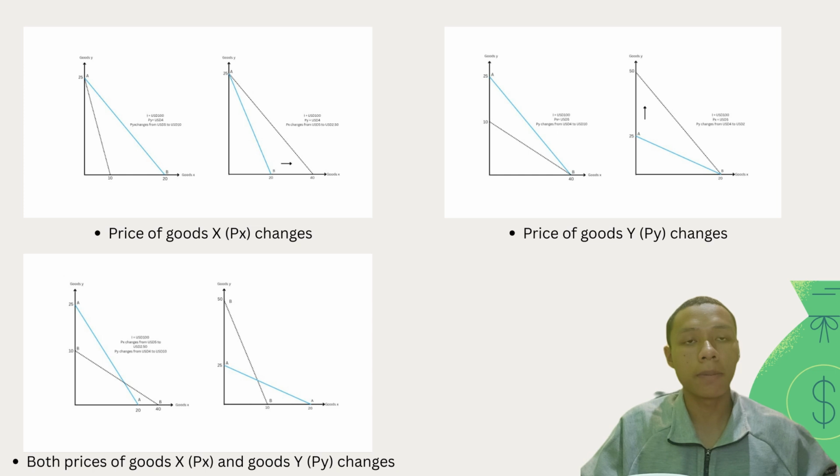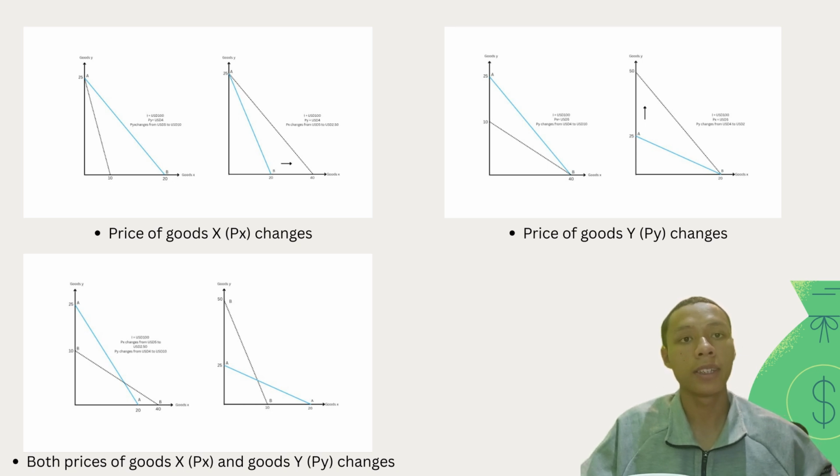In the change in the price of goods, we have three situations. First, the price of good X changes. Second, the price of good Y changes. And third, the prices of both goods X and Y change.